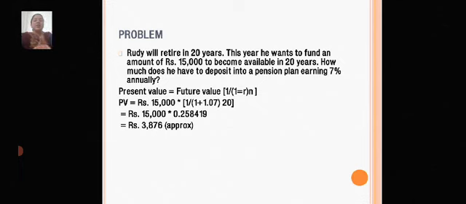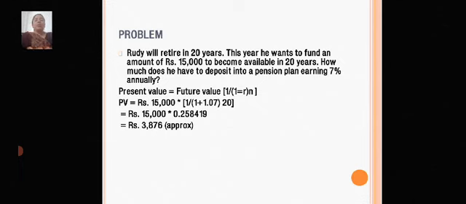So here we can see some of the values. The future value is 15,000, the rate of interest is 7%, and the number of years is 20. So we have calculated the present value, that is approximately 3,876. If we invest that in the pension fund plan, he will get 15,000 rupees after 20 years. So you can make the plan according to that.